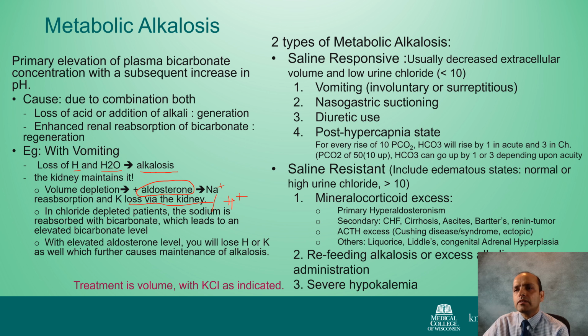The causes of saline resistant metabolic alkalosis are mineralocorticoid excess. It could be primary or secondary hyperaldosteronism. It could be secondary because of contraction of the vascular volume, as you see with congestive heart failure or cirrhosis or ascites. You can also get it with ACTH excess, like you see with Cushing's disease or syndrome or ectopic ACTH secretion, or also with licorice. Refeeding alkalosis can also result in saline-resistant metabolic alkalosis, as does severe hypokalemia.